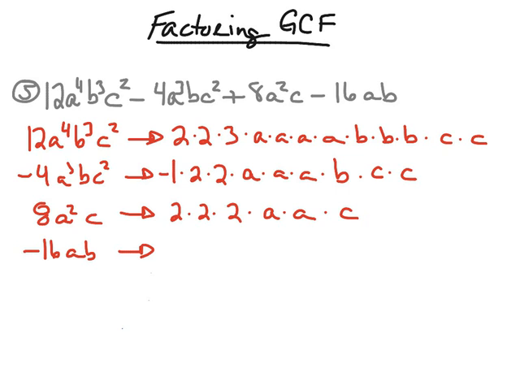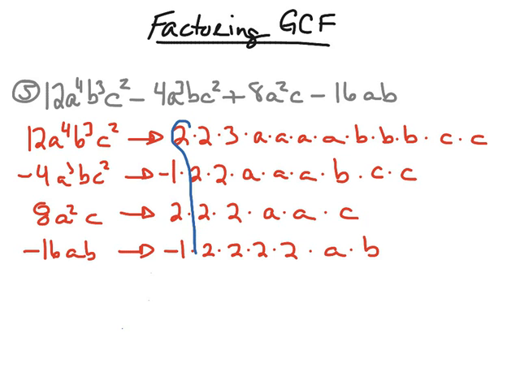Negative 16ab, well, that's a negative, so we're going to start off with a negative 1. 16 would be 2 times 2 times 2 times 2. Then I need 4 of those: 2 times 2 is 4, 4 times 2 is 8, 8 times 2 is 16. And of course, we're also going to need an a and a b. So at this point, I've expanded each of the terms. Now we're going to see what all 4 share in common.